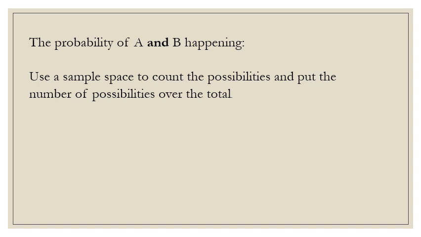So the probability of A and B happening, that's probability A and B. We use a sample space to count the possibilities and put the number of possibilities over the total. So it's pretty easy. You just do number of possibilities over the total, right? So you make a sample space and count it up. It's not too bad.